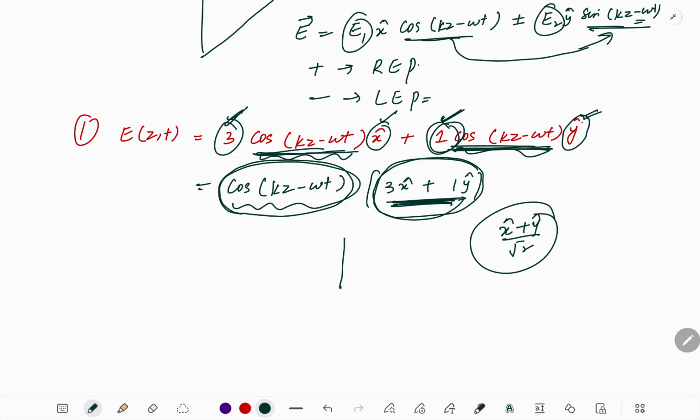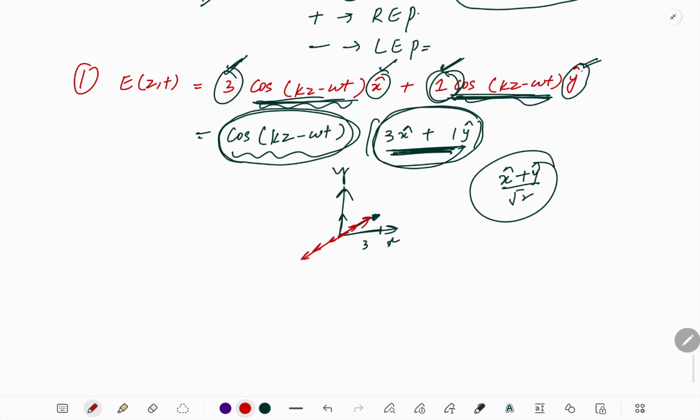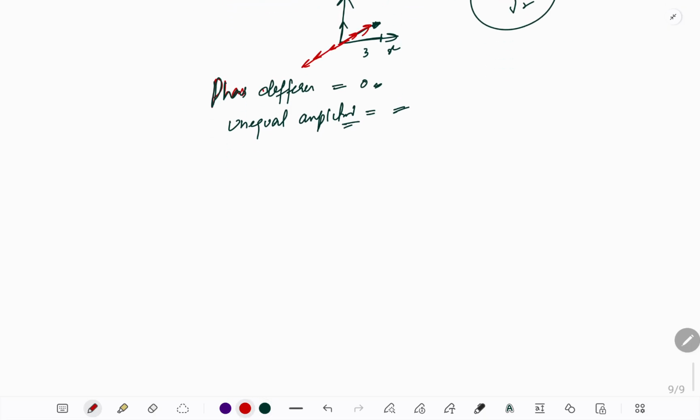If you understand the basic physics, x axis, y axis, this is some vector, 3 along x and 1 along y. So the electric field is oscillating along this direction on the xy plane. I hope you get it. Don't say there is a phase difference. The phase difference is 0 and the amplitudes are unequal. So whenever you see phase difference 0, it has to be linear. Unequal amplitudes. Now answer this one.